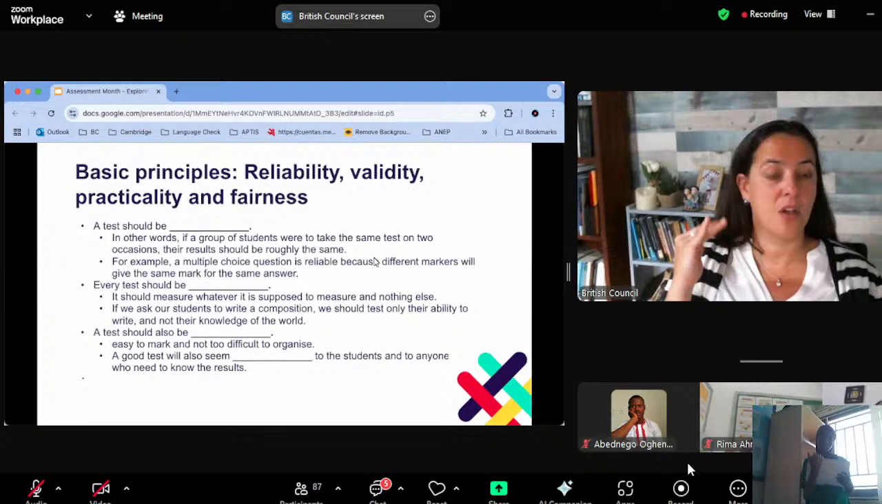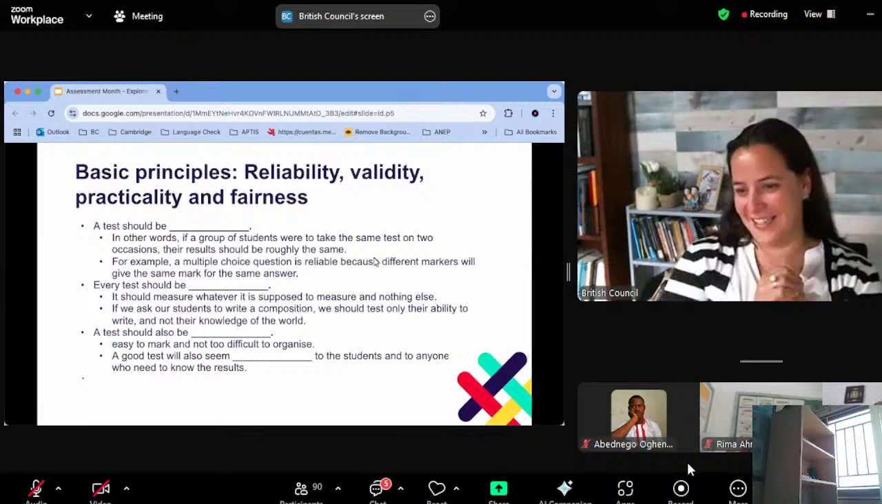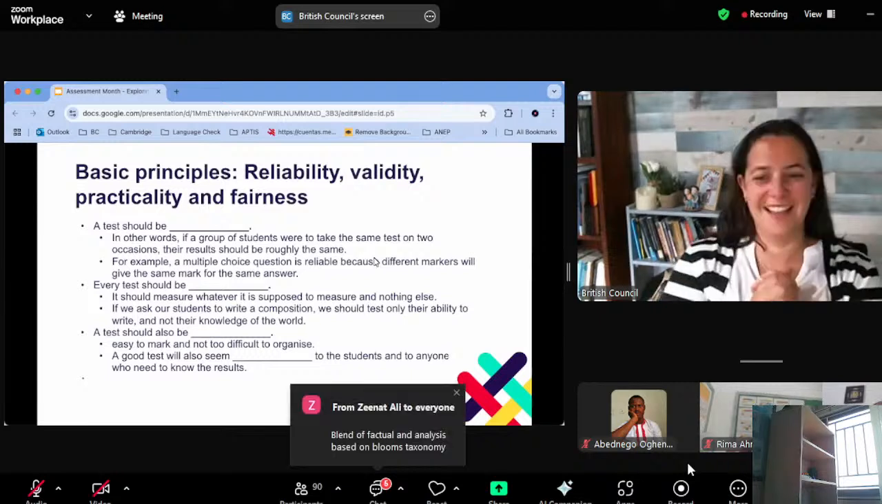So can you please see if you can identify reliability, validity, practical, fairness, which is which? Asaya, that is a question that I'm planning on answering at the end.